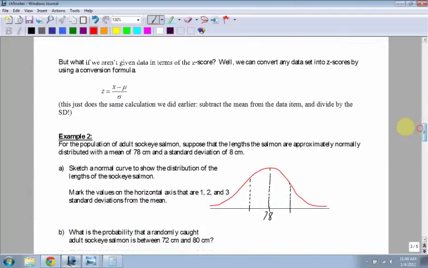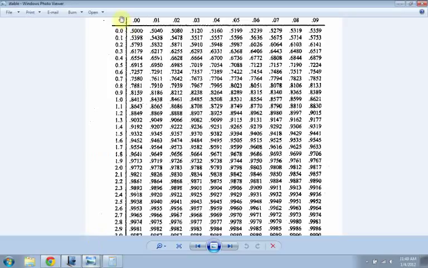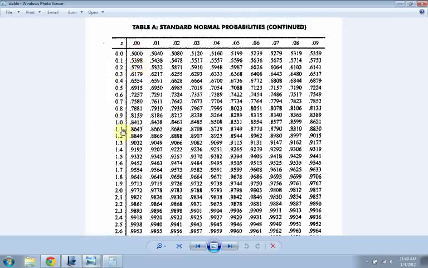All right. But what if we aren't given the data in terms of the z-score? We can convert any set into z-scores by using this formula here. Z equals x minus mu over sigma. X is your given value, mu is your mean, and sigma is your standard deviation to get your z-score. Why is that important? Because once you have your z-score, I just look at my value of my z-score and I look over here to figure out what percent or what area I'm dealing with, right?